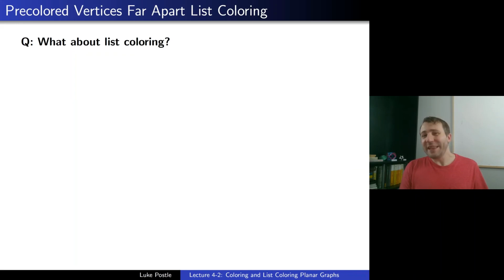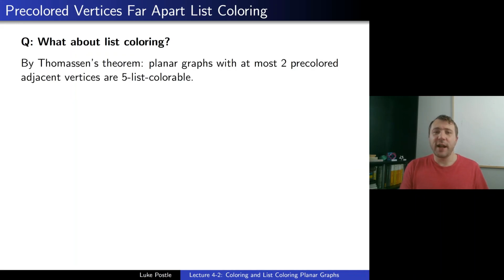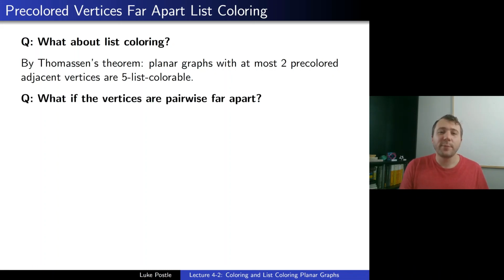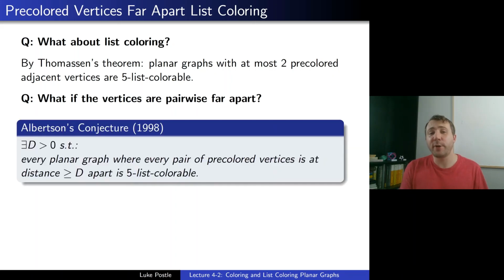But you might wonder about list coloring. So list coloring, we can't just do this recoloring trick. Well, what was known there? Well, at least you're allowed to pre-color one vertex, well actually two adjacent ones, by Thomassen's theorem. So you might wonder the same, or what about if the vertices are pairwise far apart? And actually Albertson, in that paper where he resolved Thomassen's question, asked for this list coloring.